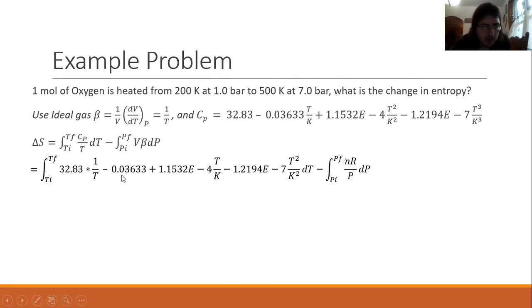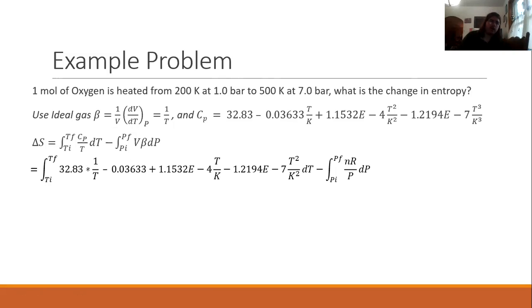With that in mind, we're going to go ahead and try to do some problem. The work is kind of already shown out, so I'm going to make it a little bit easier. 1 mole of oxygen is heated from 200 Kelvin at 1 bar to 500 Kelvin at 7 bar. What is the change in entropy?